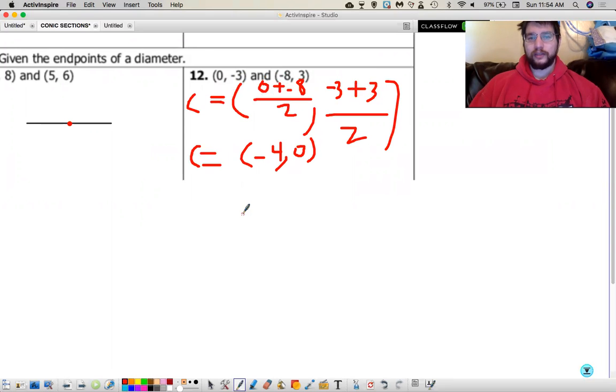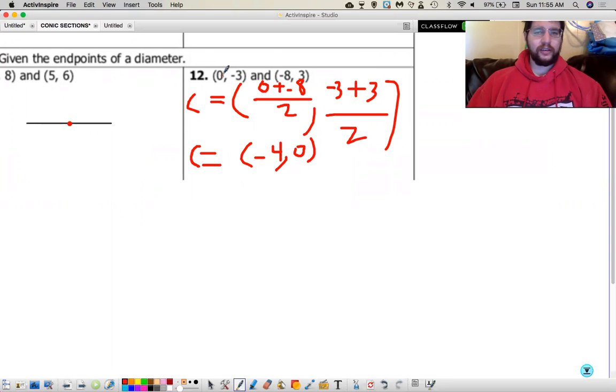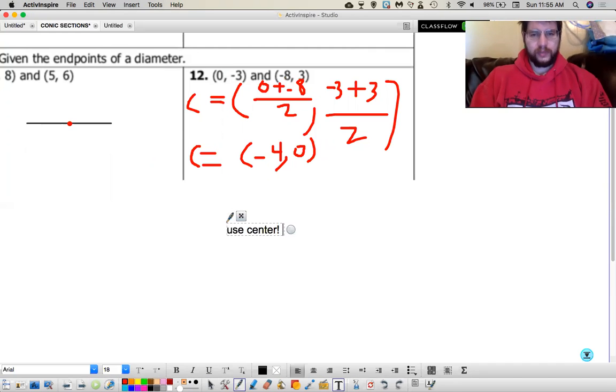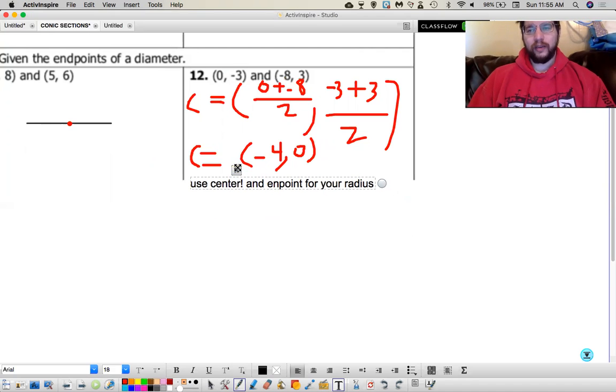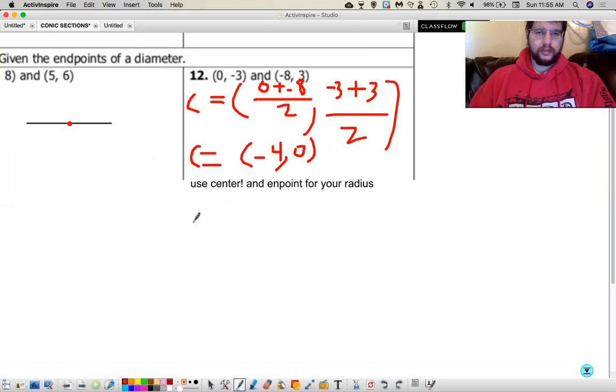To get your radius, you're going to take the center and either endpoint. Doesn't matter which one. This one's got a 0, so I'm going to use that one. But always use your center and endpoint for your radius. You could use both endpoints and divide it by 2, but sometimes that gets kind of messy. You got to have your center anyway, so might as well use it. So, all right, let's see. Radius. Square root of, I can make a nice long square root bar. Less parentheses needed.